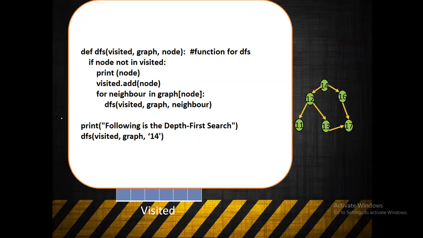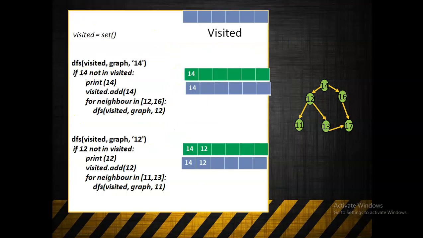So this is the code. DFS of visited comma graph node. You pass the root node as 14 first. Initially you pass the root node 14, and 14 is sent here for that graph. Then if the node is not visited, yes, 14 is not visited, so initially we print 14. You see here, initially we pass graph of 14. If 14 is not visited, we print 14 and add it to the visited set.